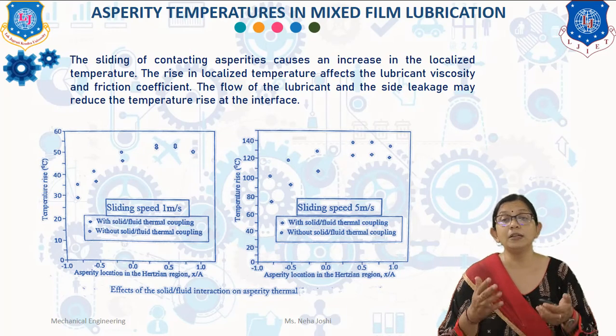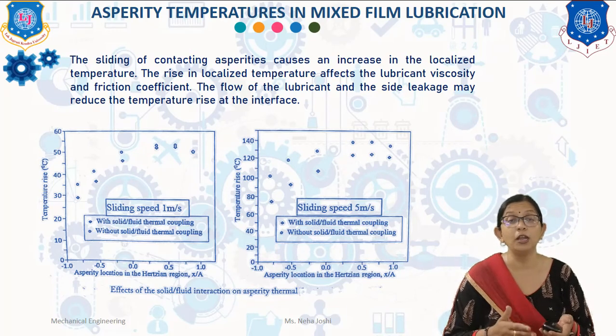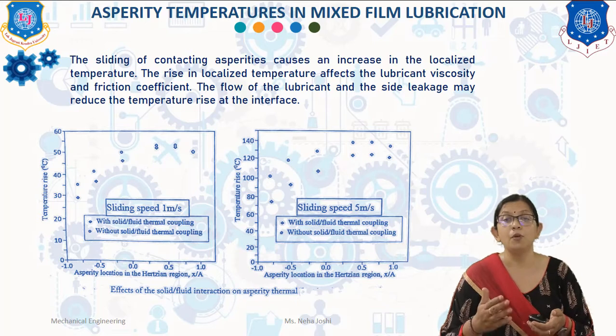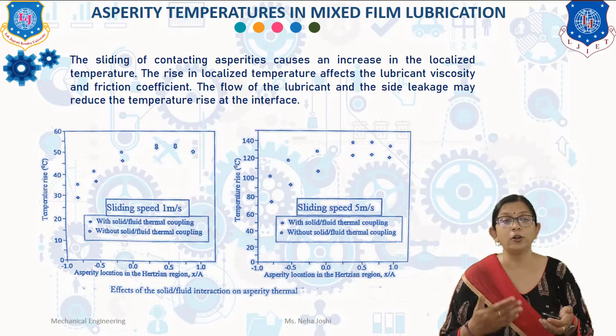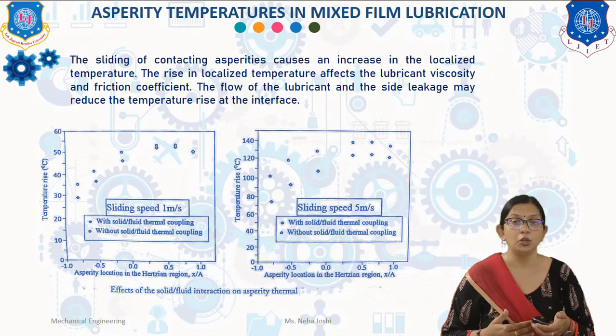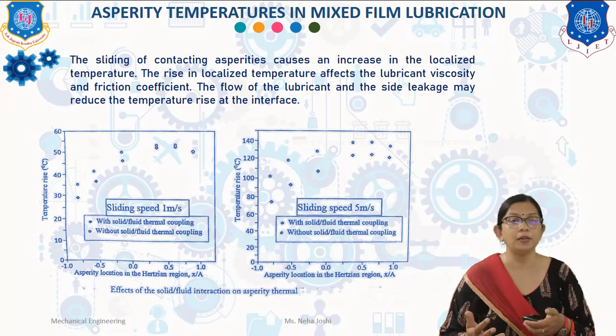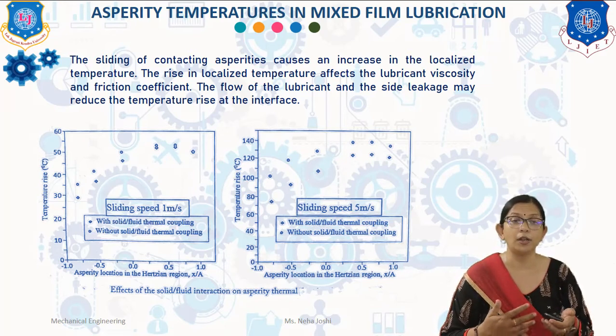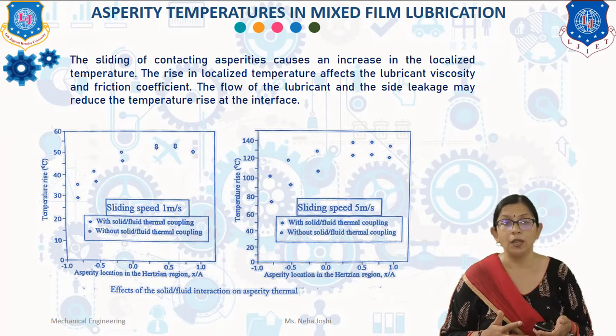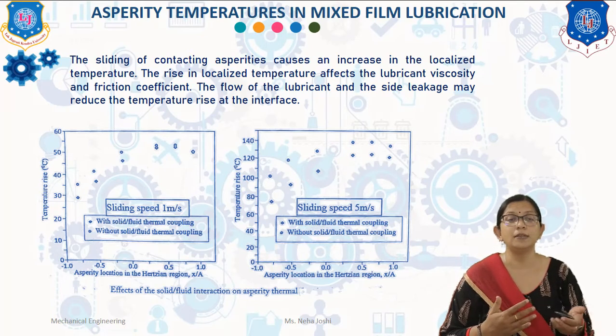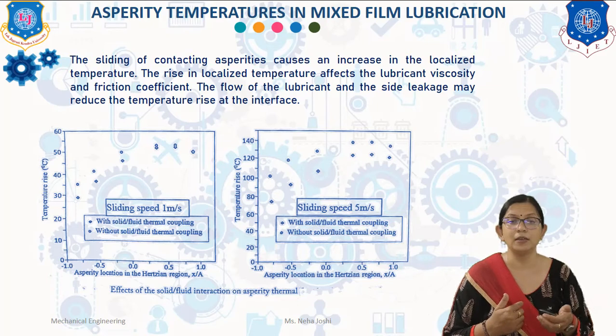So, to estimate the localized asperity temperature, a fully coupled thermal mixed film model which imitates a solid or fluid interaction may be used. To reduce the complexity of the solid fluid interaction and predict a conservative temperature rise, an elastic spherical Hertzian dry contact model can be used. Okay, so the comparison of these two methods at different sliding speeds you can see here in the diagram.